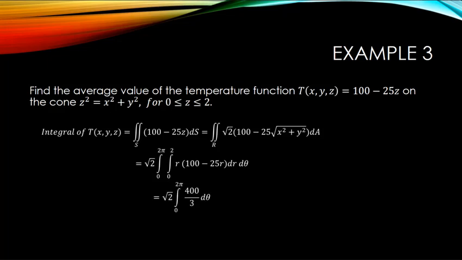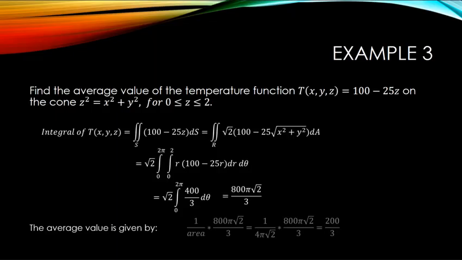I complete the integration on the inner integral and I get the square root of 2 times the integral from 0 to 2 pi of 400 over 3 d theta. This gives me 800 pi times the square root of 2 over 3. The average value is given by dividing this by the area. So I take 1 over the area times 800 pi times the square root of 2 over 3, which is equal to 1 over 4 pi times the square root of 2 times 800 pi times the square root of 2 over 3, and I get 200 over 3.